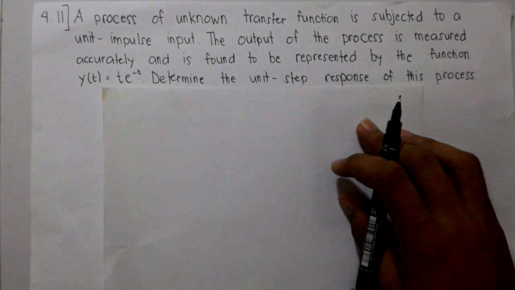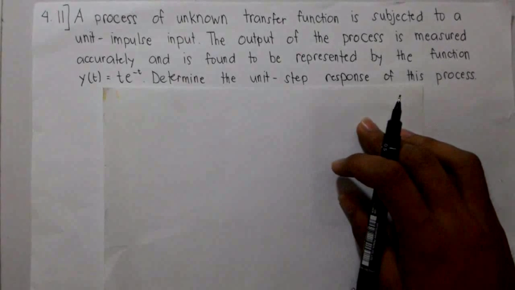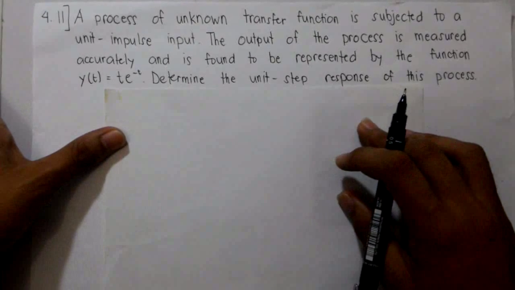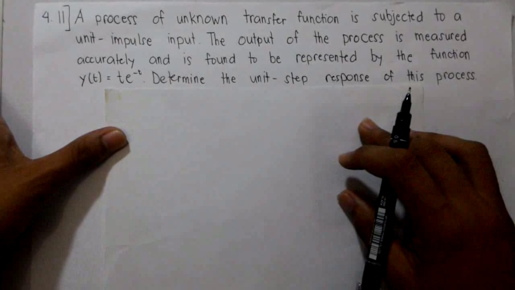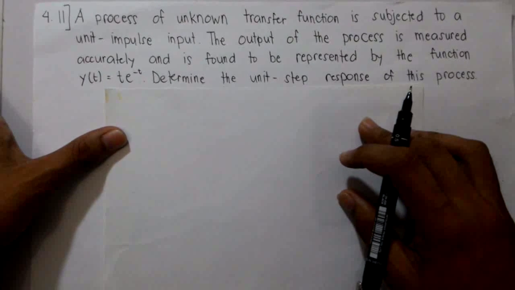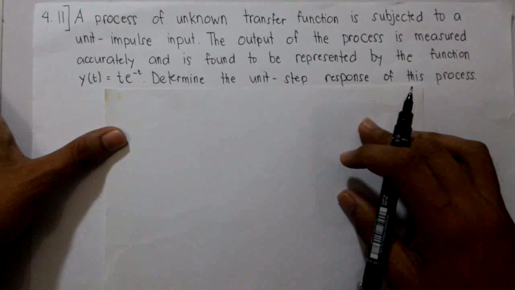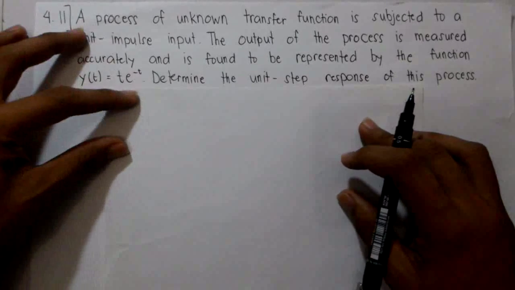We will solve a problem from the book Process System Analysis and Control by Coughanowr and LeBlanc. A process of unknown transfer function is subjected to a unit impulse input. The output of the process is measured accurately and is found to be represented by the function y(t) = t e^(-t). Determine the unit step response of this process.